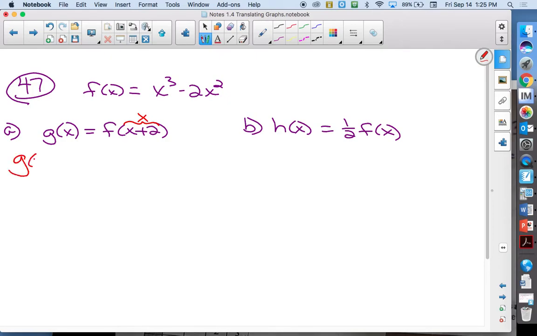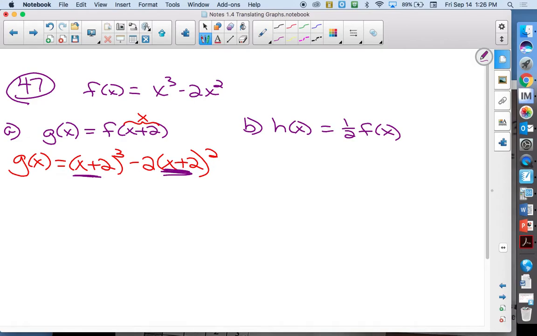So g of x is a new function we're creating, and that function is becoming x plus 2 cubed minus 2 times x plus 2 squared. As it says x cubed, so I have x cubed minus 2x squared, so now we have minus 2 times x plus 2 squared. We just replaced x with whatever's in parentheses. Now, instead of foiling this and going crazy and trying to simplify, I actually want you to keep it like this, which will probably be the only time this year that I tell you not to simplify. Because the goal is to have this piece in the problem so that we can notice, without even graphing it, what might happen to the graph.